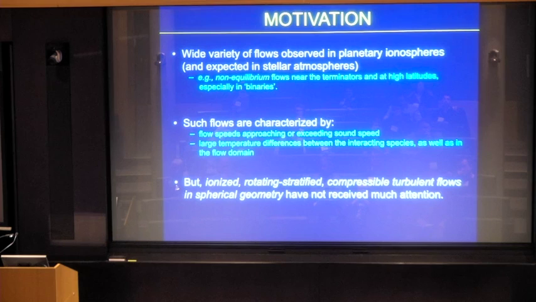There's a wide variety of flows on planetary atmospheres, especially in the ionosphere, since we're talking about magnetic fields, and of course expected on stellar atmospheres as well. If you have a situation like a close binary or a very close-in exoplanet, then the flow is particularly complex because it involves highly non-equilibrium flows, especially near the terminators, if it's, for example, tightly synchronized.